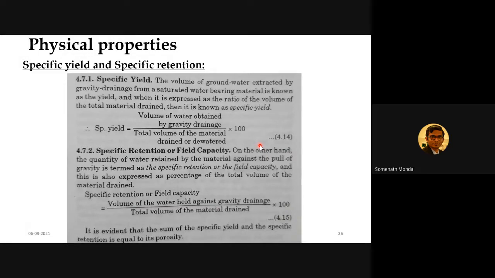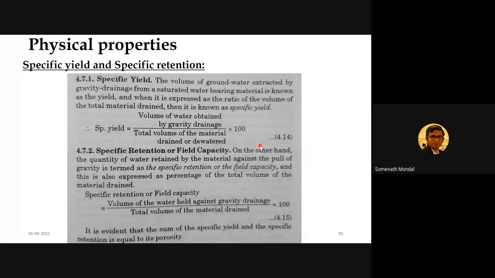On the other hand, specific retention or field capacity. So specific retention is often called field capacity. In this case, the quantity of water retained by the material against the pull of gravity is termed the specific retention or the field capacity. And this is also expressed as a percentage of the total volume of the material drained.